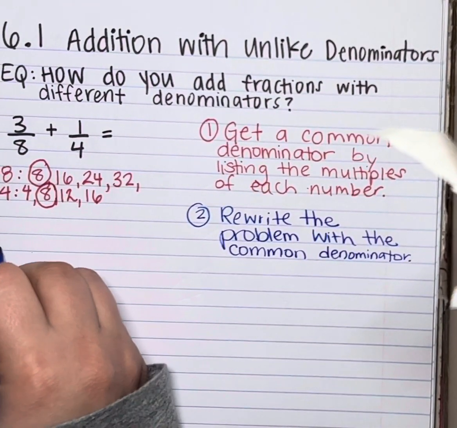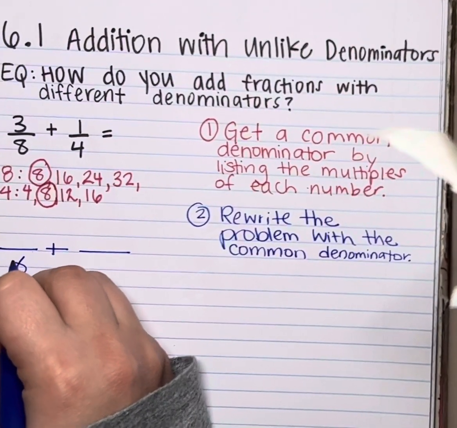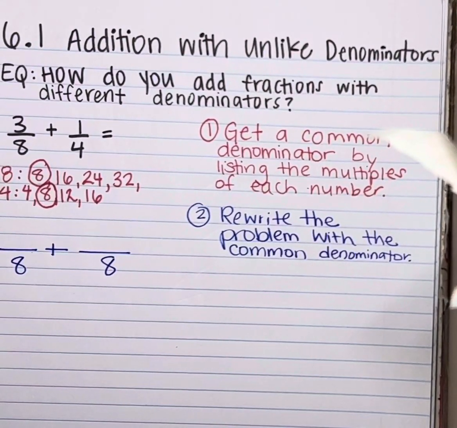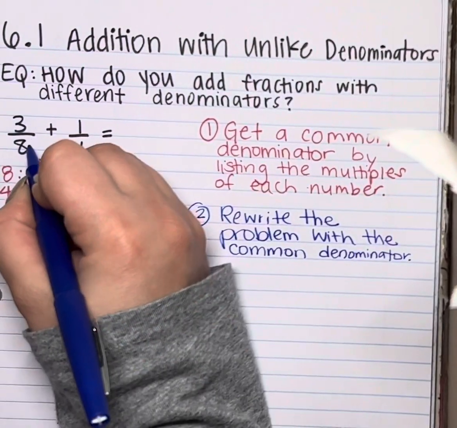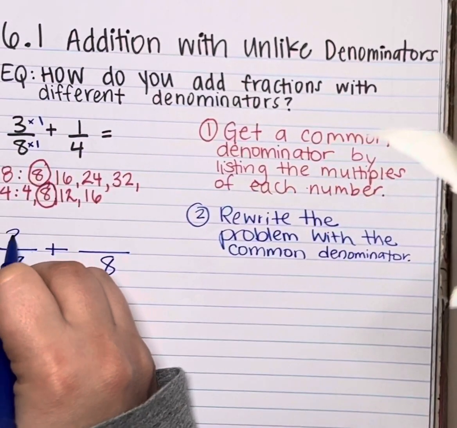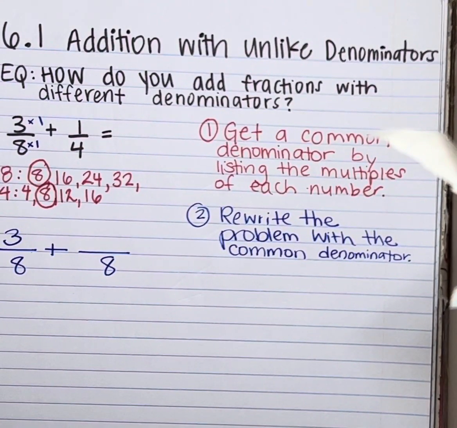All right, so I'm going to take my fraction bars and I'm going to change my denominator to 8. Now looking at my original problem, how did I get from 8 to 8? Well, that's just multiplying by 1. So this fraction is going to stay the same at 3/8.